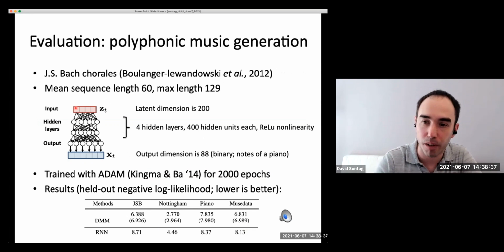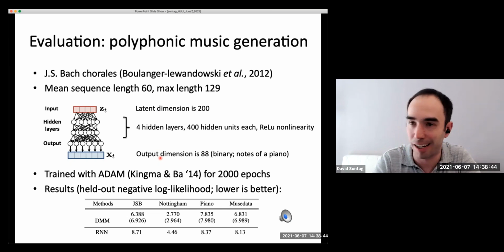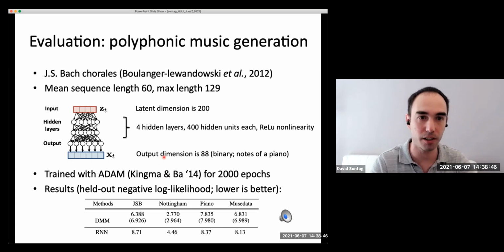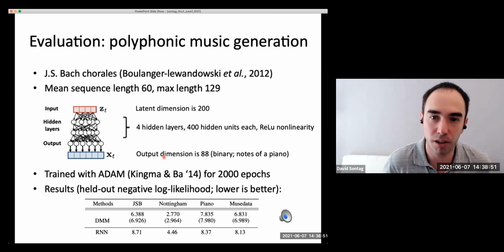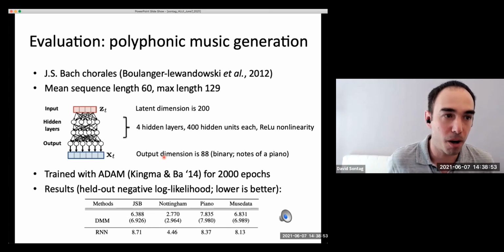Okay, so that's the learning algorithm in a nutshell. First, I just want to give you an evaluation in a non-health setting to give you a sense of the complexity of models that can be learned using this modeling approach.